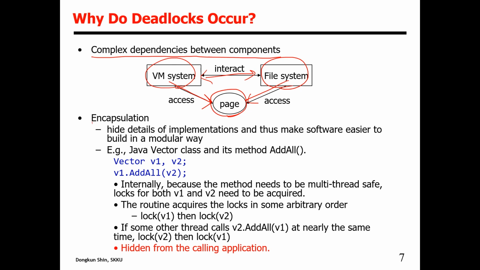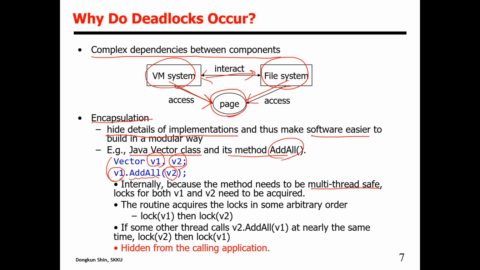So another case is encapsulation. Encapsulation is originally used to hide implementation details and thus make software easier to build in a modular way. So for example, the Java Vector class and its method addAll can be used like this. Two vector variables are declared, and each vector can use the method addAll, taking another vector as the argument.